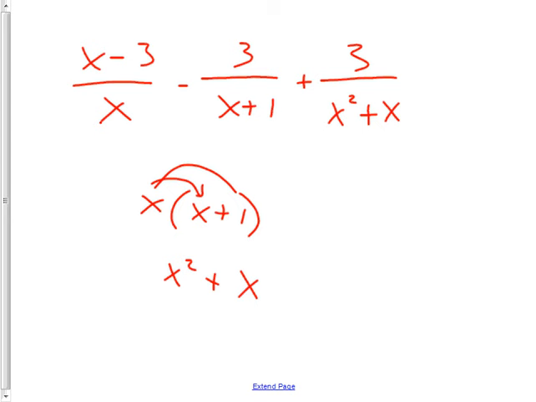So, final answer, what do I multiply by on everything? It's these two guys. That times that on everything. X times x plus 1.